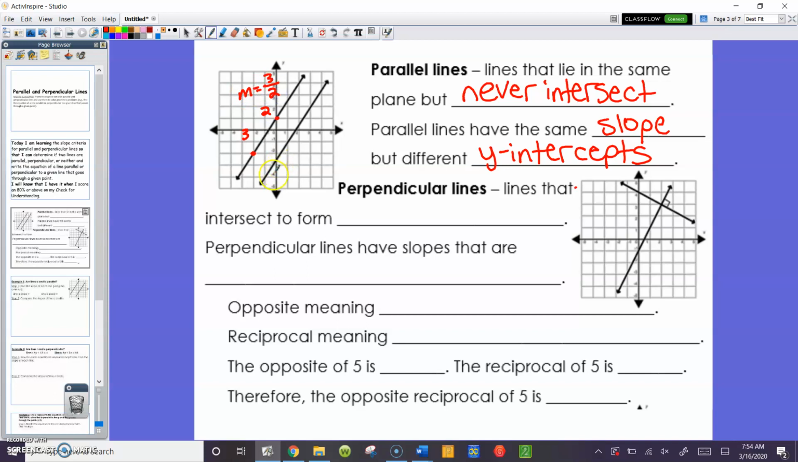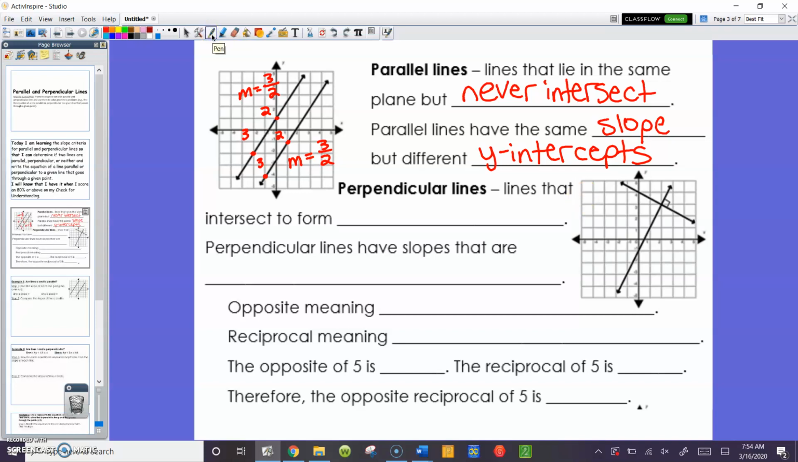Now looking at this line, I see a point here and here. We're going to rise 1, 2, 3, and go to the right 1, 2. So the slope of this line is also 3 over 2. Because both of these lines have the same slope, they are considered parallel lines.